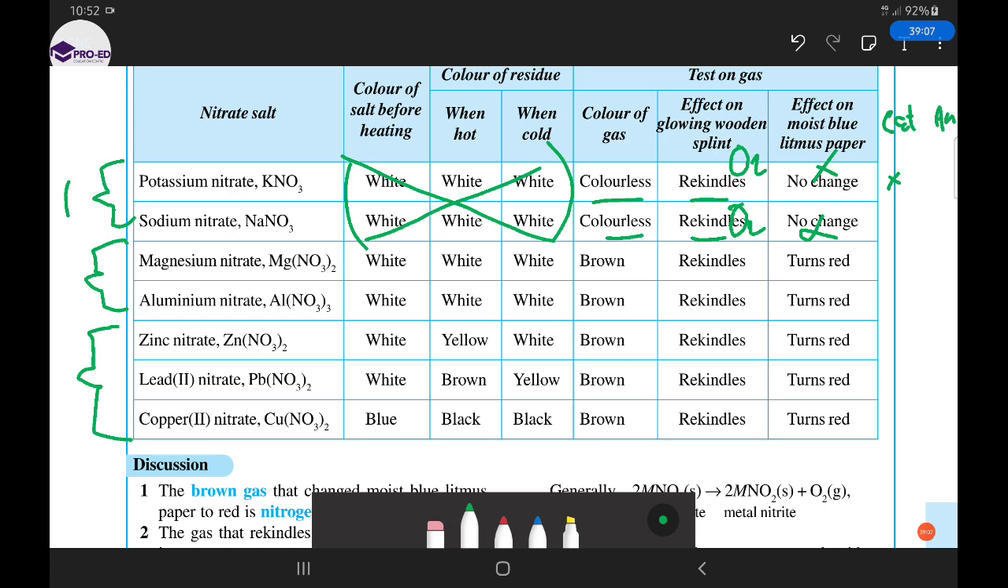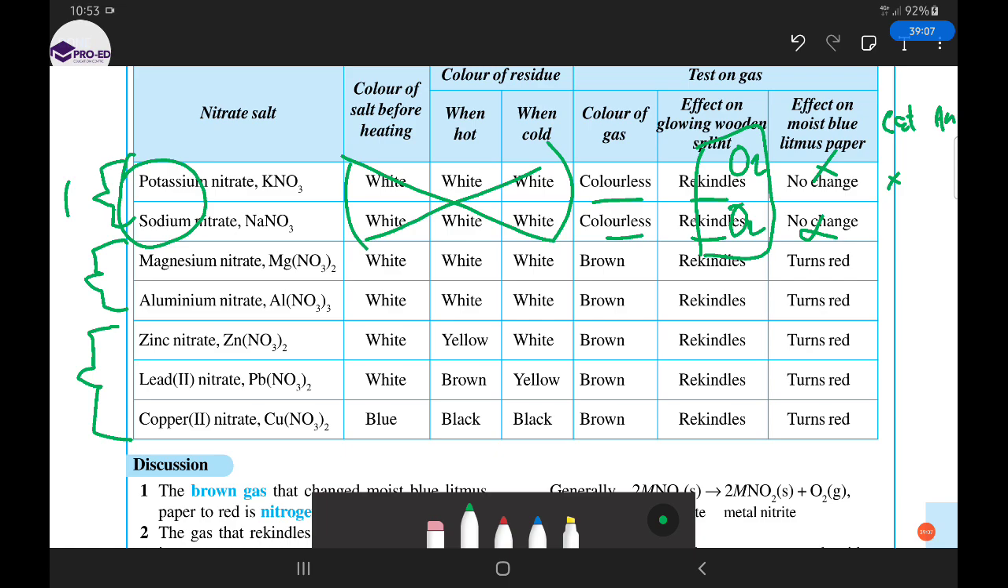Clearly there was no nitrogen dioxide gas given, so it didn't change the color of moist blue litmus paper to red, but it rekindled a glowing splinter. So that means only one gas is released. Oxygen gas was released, and the only nitrates that release only oxygen gas are sodium and potassium nitrate. They only release one gas, that is oxygen gas, without any nitrogen dioxide.